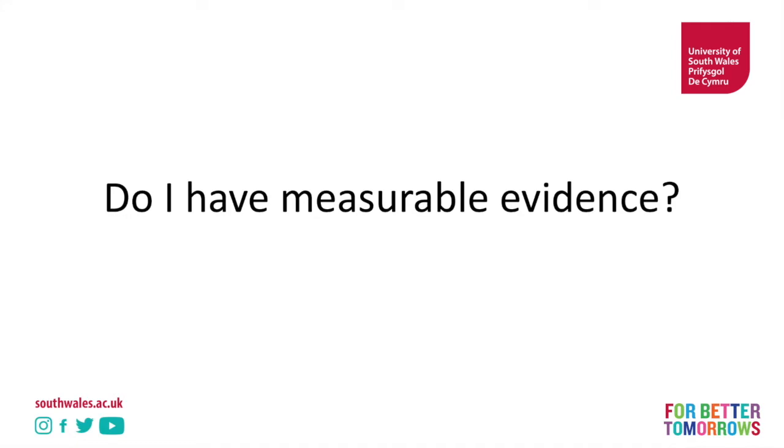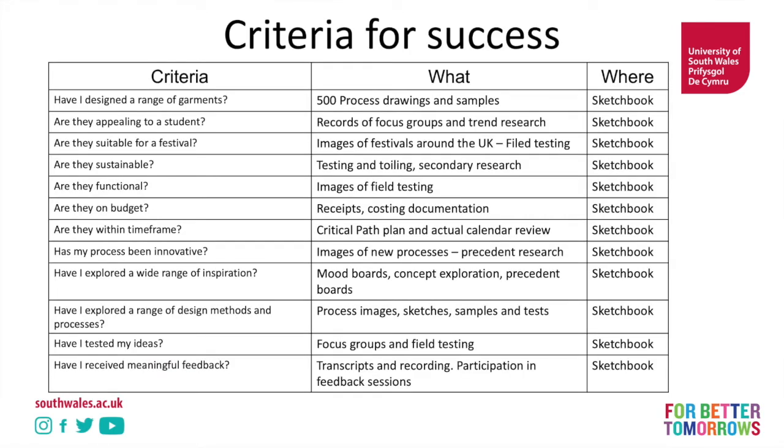Not only do we have to be able to say yes, but we have to have measurable evidence to underpin that yes statement. So we have to have evidence to say that our response, yes, is correct. Otherwise, we could just tick yes on everything. So let's take a look at some.